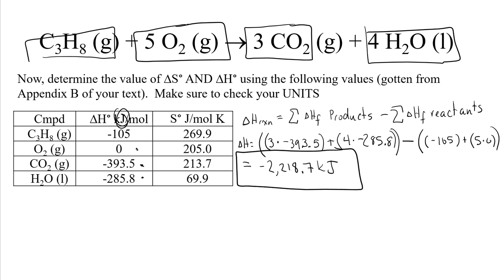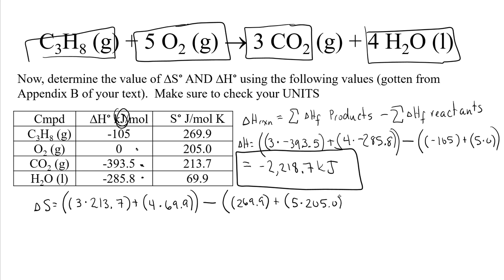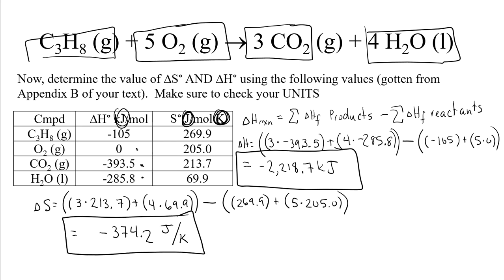We can do the exact same process to figure out the delta S for this reaction. The delta S for this reaction is equal to products minus reactants. So again, same process. We're going to take 3 carbon dioxides, 213.7, plus 4 waters, 69.9, products minus 1 C3H8, plus 5 times 205.0. So the sum of products minus reactants. That gives us a delta S for this reaction of negative 374.2 joules per Kelvin. All right. So that's how we figured out delta H and delta S.